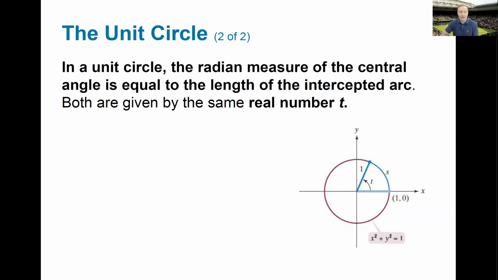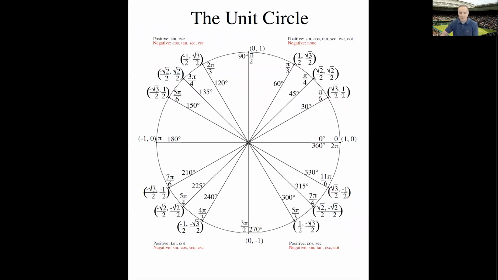Now, in a unit circle, the radian measure of the central angle is equal to the length of the intercepted arc. Both are given with the same real number, t. Usually we either call that angle t, or another commonly used angle is theta. It's sometimes alpha, but t and theta are the most common.